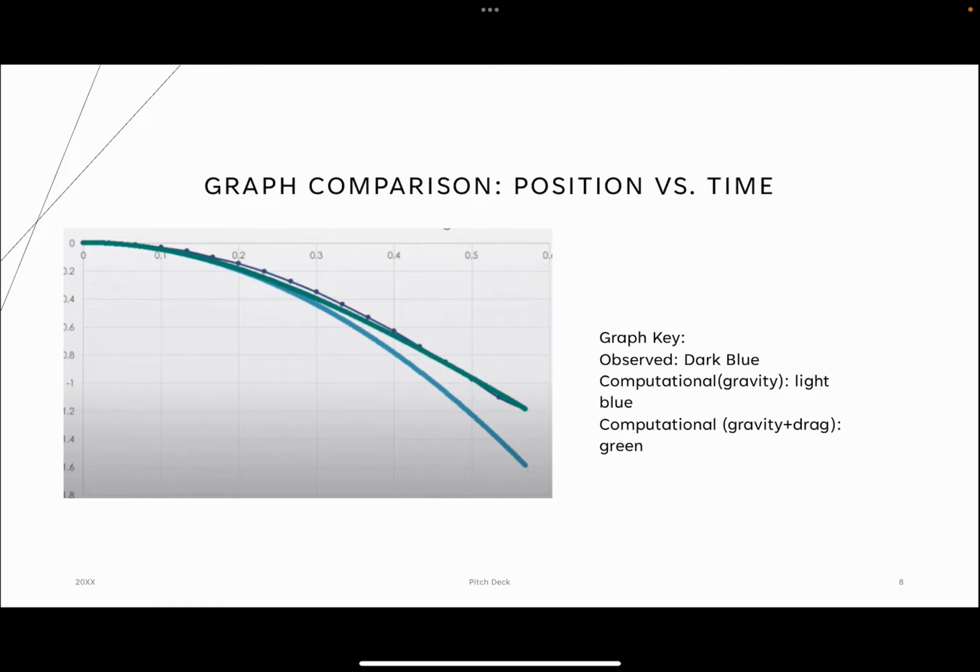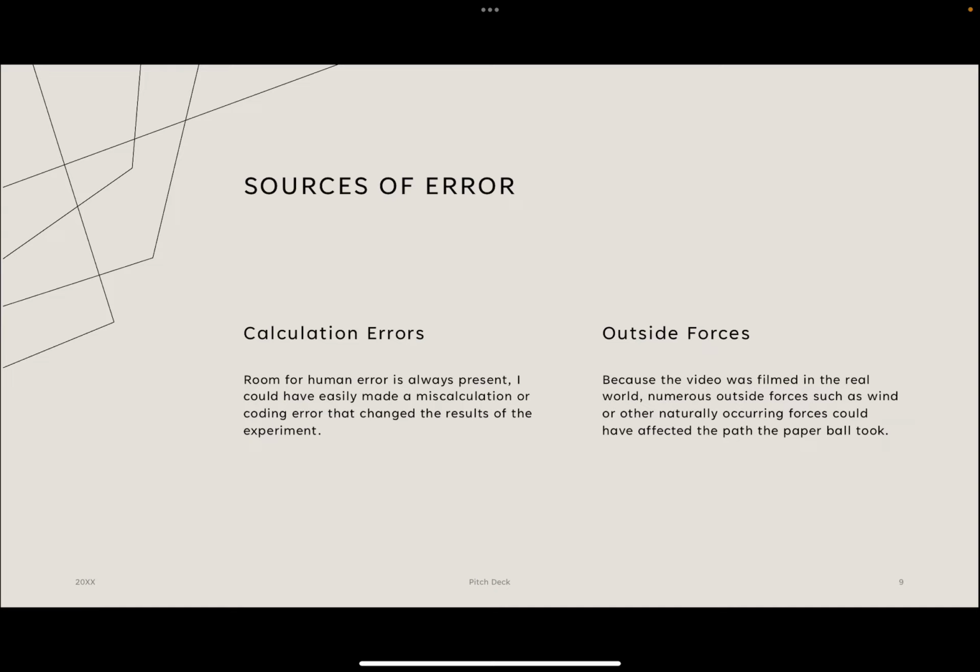This is a graph comparison of all three: the observed data, the computational data that only computes gravity, and the computational data that includes gravity and drag. As you can see, the observed data in dark blue is closest to the computational model that includes both gravity and drag. This means that it's likely that gravity and drag were acting on the paper ball when it was dropped, not just gravity.